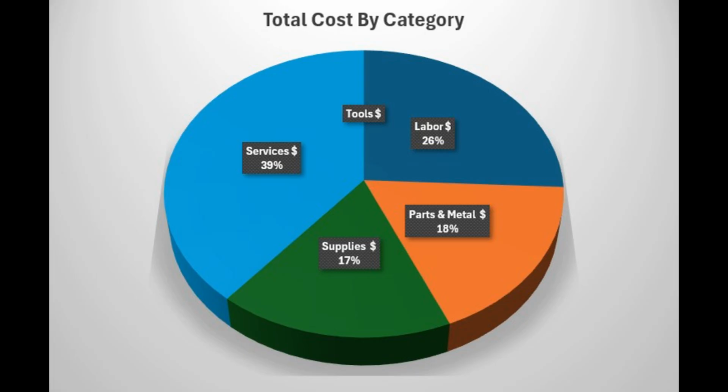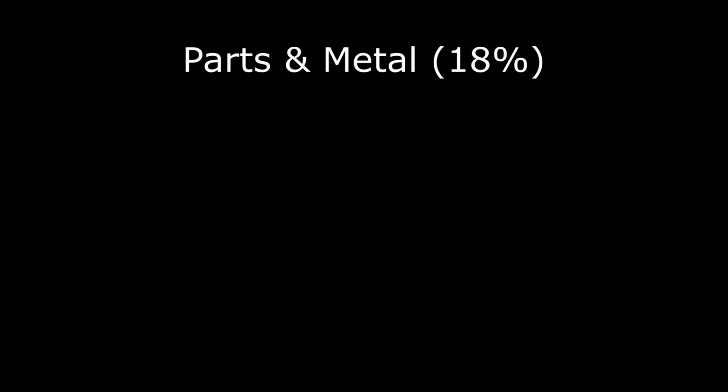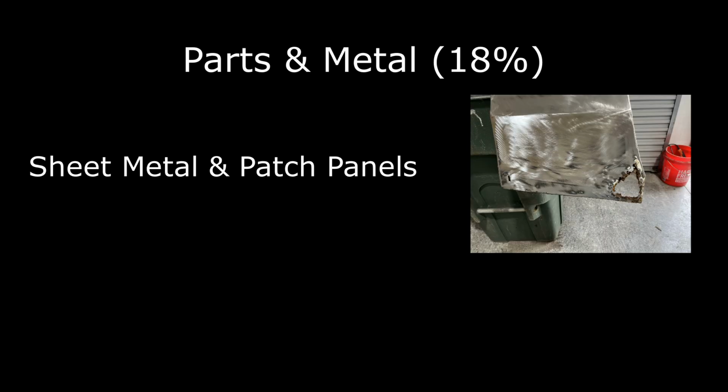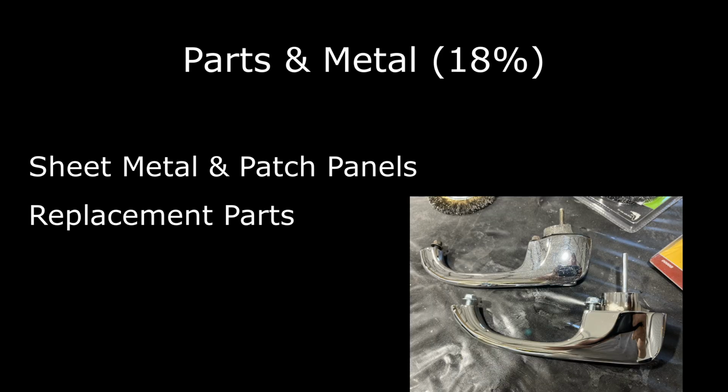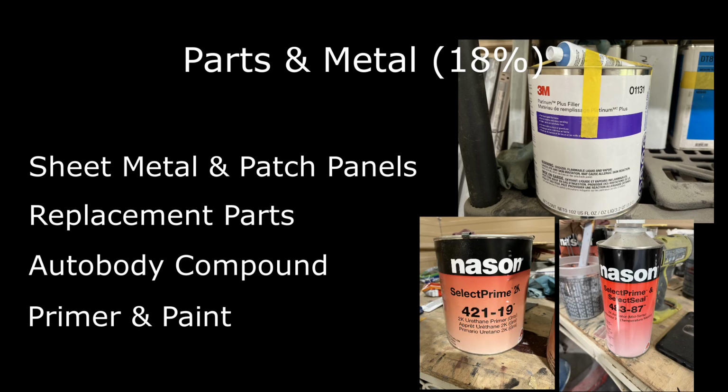Total project cost is defined as the sum of labor, parts and metal, supplies, services, and tools. Because labor was discussed in an earlier video, we will skip it here. This graph represents the actual percentages for each of these categories. Parts and metal include sheet metal and/or patch panels, replacement parts like badging, door handles, nuts, bolts, screws, and so on. Auto body compound, primer, and paint are also included.